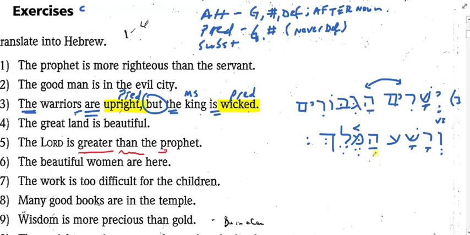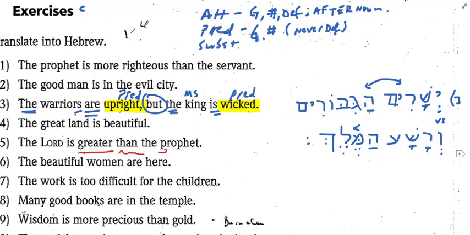Right here over the mem, right? Ha Melech. So v'rasha ha melech. Predicate adjective. Notice it does not have definiteness, but it does agree with the noun in gender and number. Okay? All right. So there you go. And then again, I could have put this in reverse order as well: v'hamelech rasha. Okay?